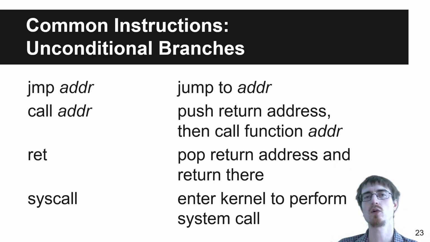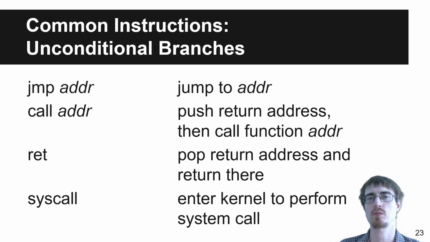So it retains the old RIP and then changes the RIP. Ret performs a return and it's executed at the end of a function. So it pops the return address back from the stack and returns to that address to get back to the place right after the earlier call instruction was executed. And finally, syscall is a different kind of call.